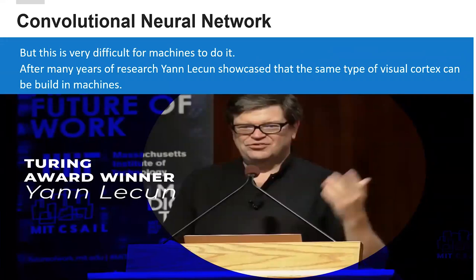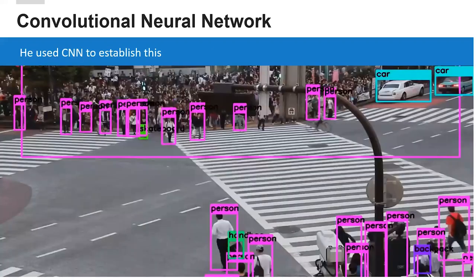But we can now train our machines to actually figure out, just like we look into any image and we are able to figure out this is an animal or this is a cat or a dog. A researcher, Yann LeCun, was first able to showcase that the same type of visual cortex can be built in machines as well, right? So using CNN nowadays, we are able to do a lot of things, right? As I told you, image recognition is something which is very popular nowadays.